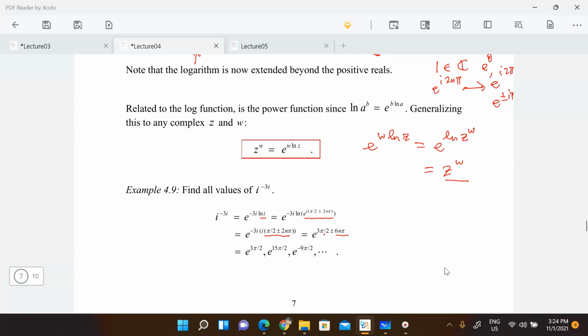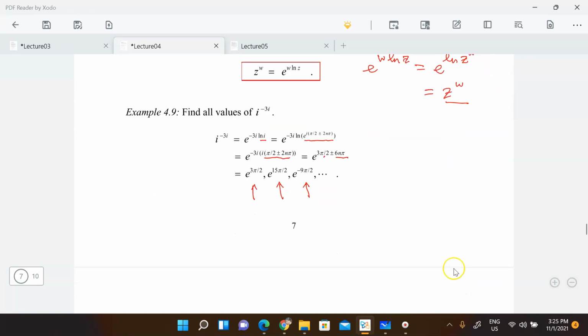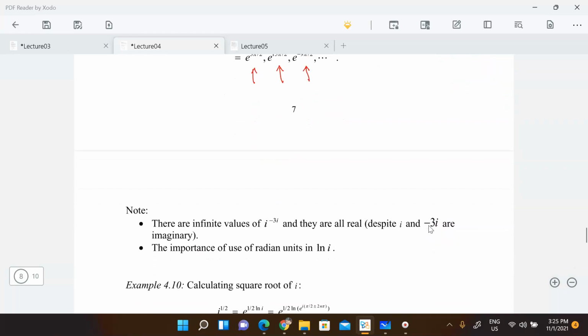So again, over here, if you don't limit your log to a principal branch, you get multiple values. And what's more, you can see what's happening over here. Sorry, these are all real. So here is the case with all real values, but different values. The observation, as I mentioned just now, is that there can be infinite values of these powers, and they are all real. I think this is the coincidence between taking the imaginary here and also the imaginary part here.